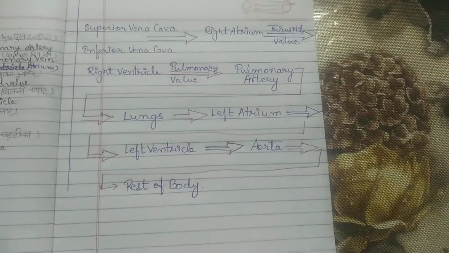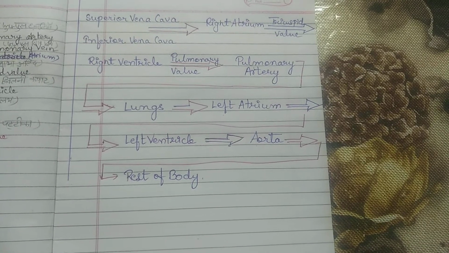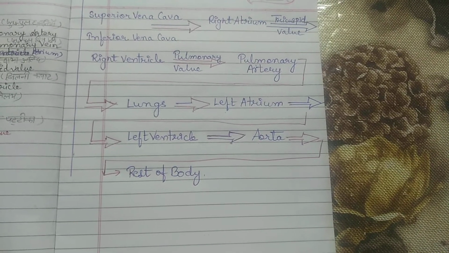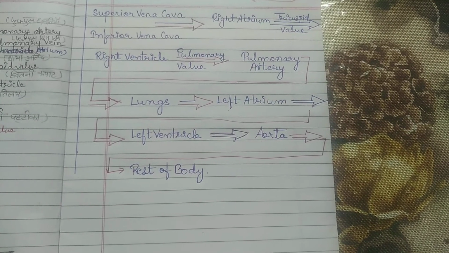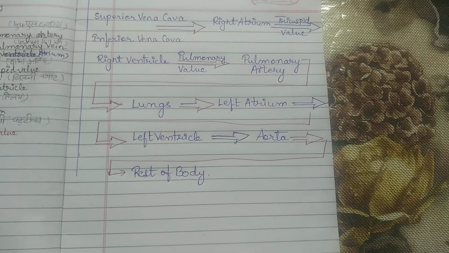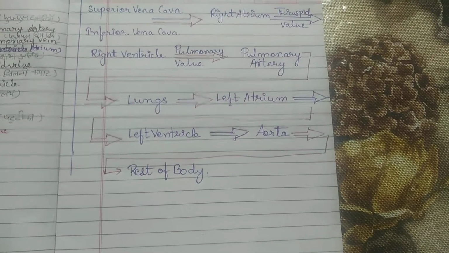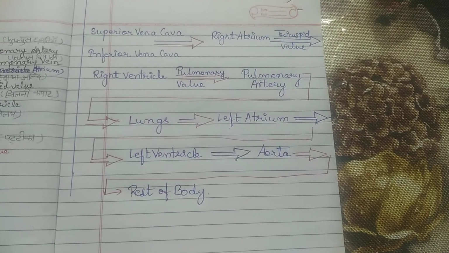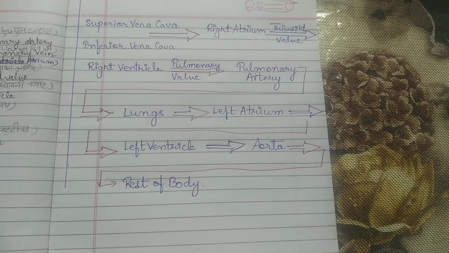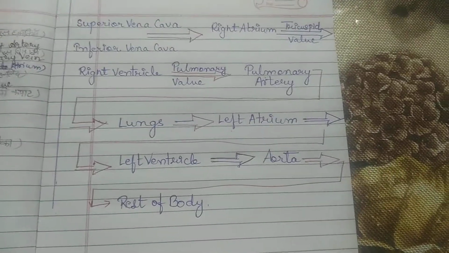So see this chart. From the superior vena cava, blood enters the right atrium through the tricuspid valve. It also enters from the inferior vena cava. From there it goes to the right ventricle. Through the pulmonary valve, it enters the pulmonary artery, and then the lungs, and then the left atrium, left ventricle, aorta, rest of the body. This figure you have to draw. Draw this chart, you can easily get good marks.